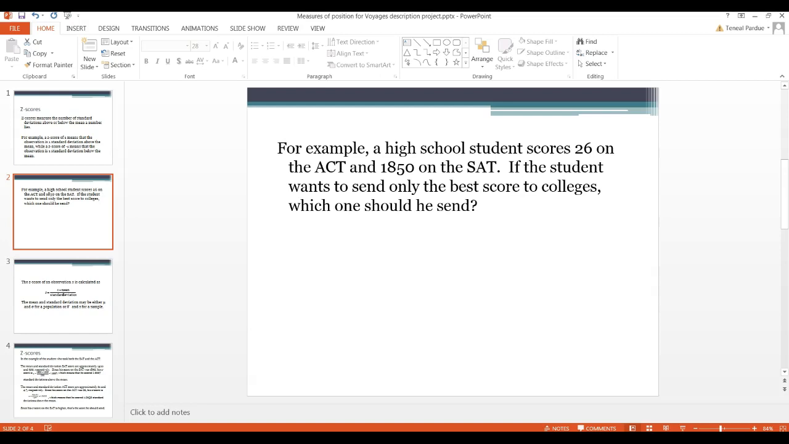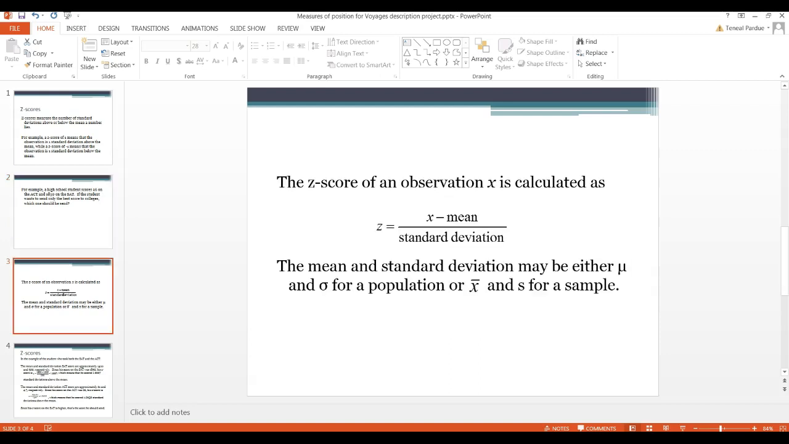Let's suppose a high school student took the ACT and the SAT, and on the ACT they scored a 26. On the SAT, on a 2400 point scale, they got an 1850. So to answer the question of which of the two scores they should send to the colleges, we're going to calculate the z-score just like we did before. X minus the mean divided by the standard deviation. And the mean and standard deviation could be for the sample or the population. As long as you subtract the mean and divide by the standard deviation, you're fine.